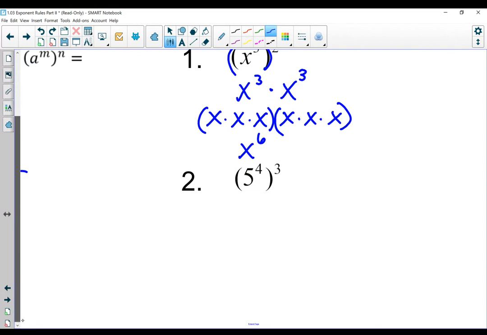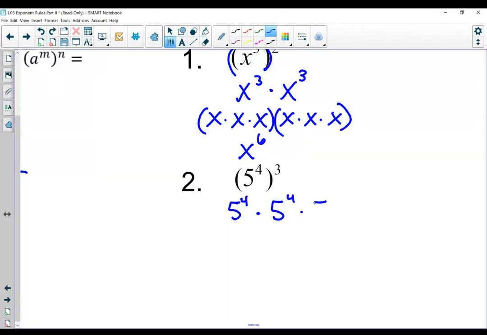Let's look at the second one. Here, 5 to the 4th is being cubed. That means 5 to the 4th times 5 to the 4th times 5 to the 4th. And even once you learn the properties and the rules here, there's no shame in writing this out so that it makes more sense to you. We're always trying to conceptualize this and understand math and not just memorize rules. So 5 to the 4th would be 4 factors of 5 times another 4 factors times another 4 factors. So I have 3 groups of 4 factors. That means I will have 5 to the 12th power.